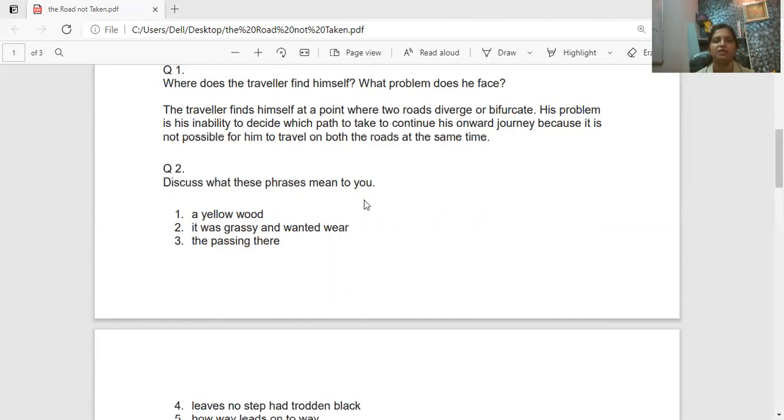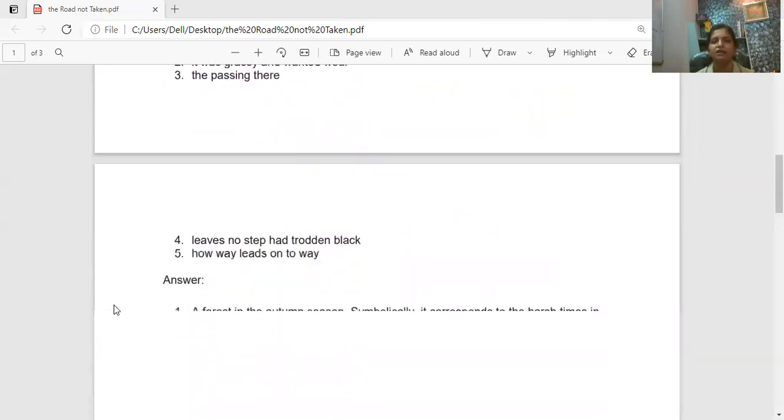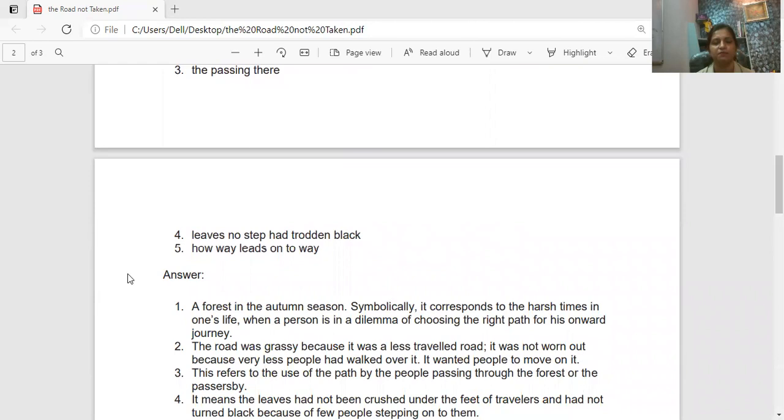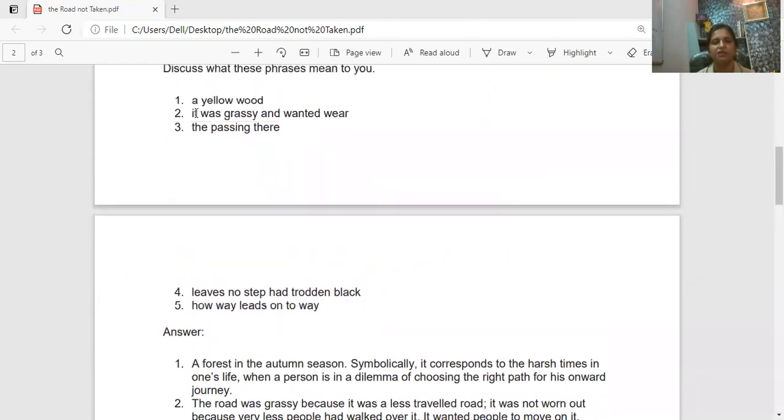Discuss what these phrases mean to you: yellowwood, grassy and wanted wear, passing there. All these are the questions which are there in your book, children. So one by one we'll discuss. Yellowwood. It refers to forest in the autumn season. Symbolically, it corresponds to the harsh times in one's life when a person is in a dilemma of choosing the right path for his onward journey.